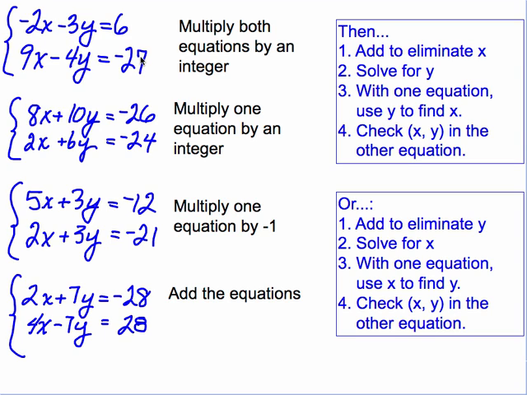Then, whichever variable we chose to eliminate, let's say we chose to eliminate x, we added the equations to eliminate the variable. We then solved for y. We used one equation and the value we got for y to solve for x, and then we checked our xy solution in the other equation. And then, just for completeness, if we eliminated y first, then we would use the equation that resulted to solve for x. With one equation, we would use that value of x to find y, and then we would, again, check the xy solution in the other equation just to make sure that it works.